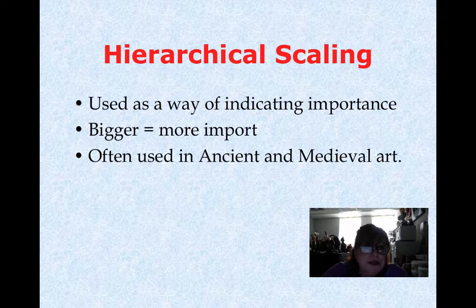And then sometimes artists use hierarchical scaling, which is a way of indicating importance, and we see this especially in Egyptian art, where you'll see images of the pharaoh, and he's huge and everybody else is really small. And it's just a way of letting you know the pharaoh is the most important person. So the bigger, the more important. We see this in ancient art. We also see it in medieval art, and people use it to this day as well.